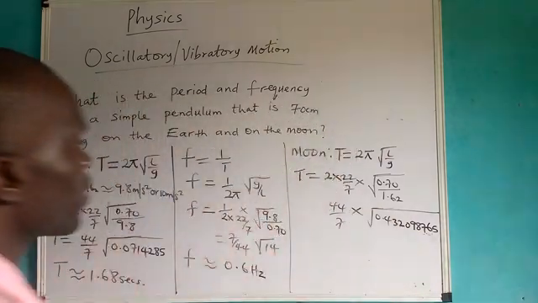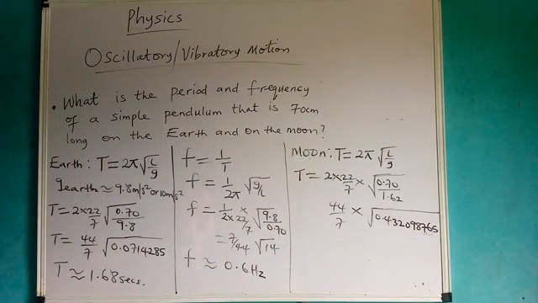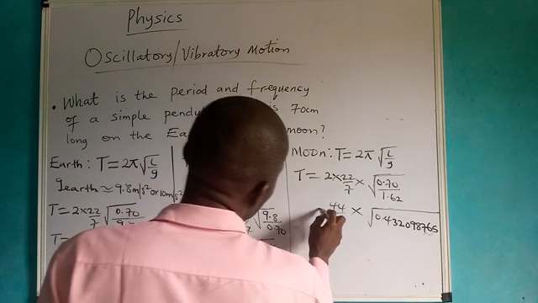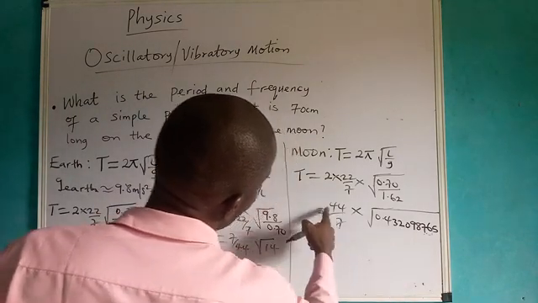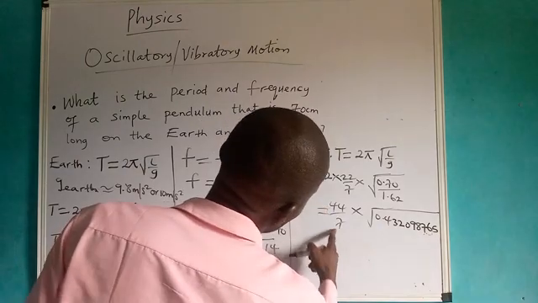Now, what can we do again? We have to now get the square root of that number. Now we are going to just go straight because there is no time. Let me go straight and get the square root and multiply by 44 divided by 7.